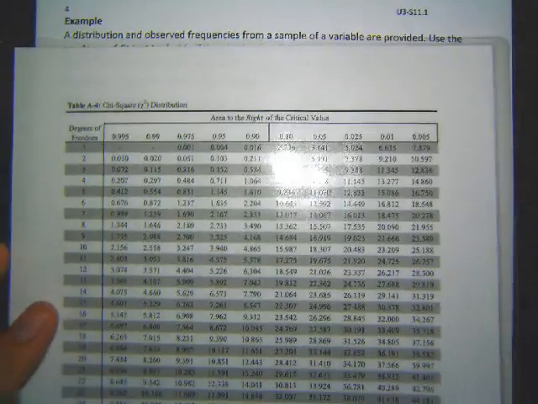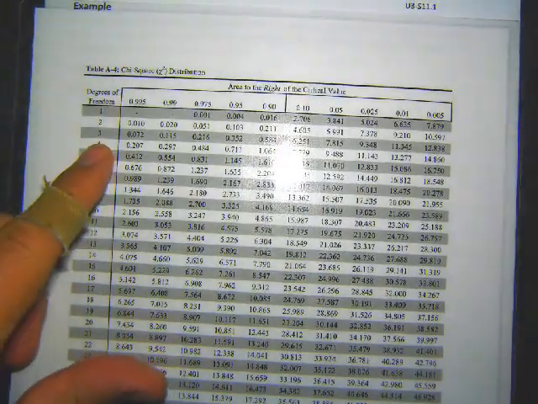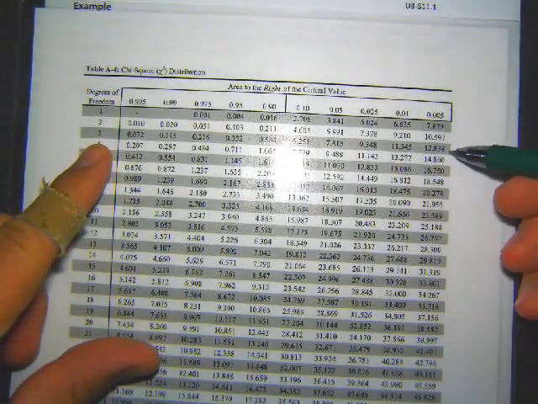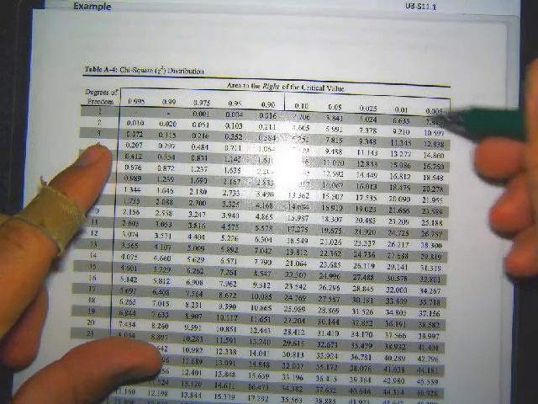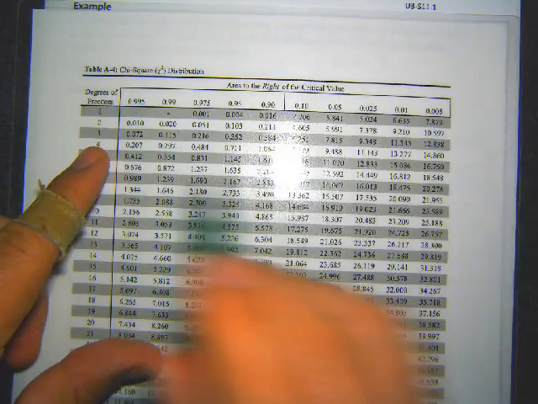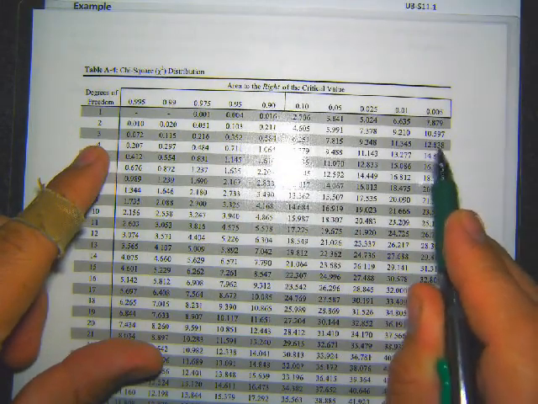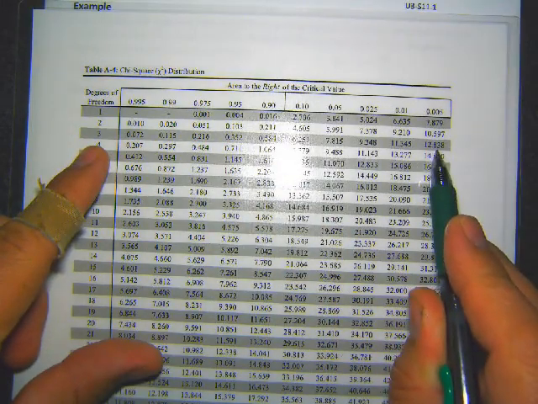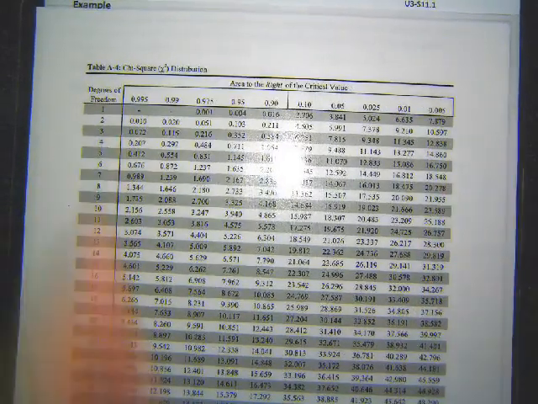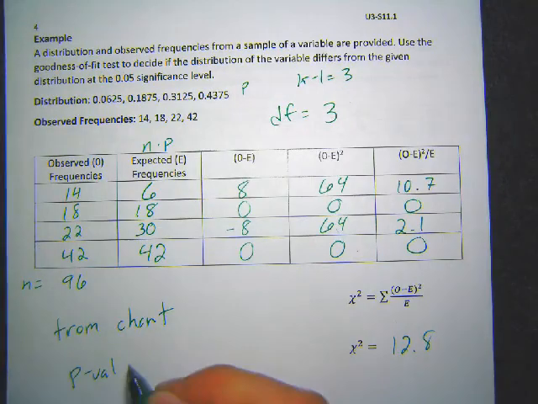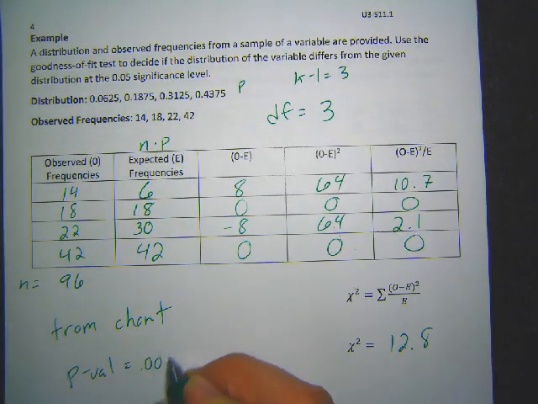Now we're kind of going backwards here, because the 12.8 is already our chi-squared score. So we want to go back and figure out what the area is, because the p-value is a probability, which is an area. So at 3, you can see 12.8, it's not exact, but it's pretty close to this number. 12.838 is pretty close. So we can use 0.005, because that's pretty close. So the p-value for this is 0.005.